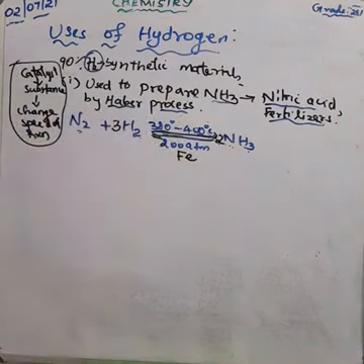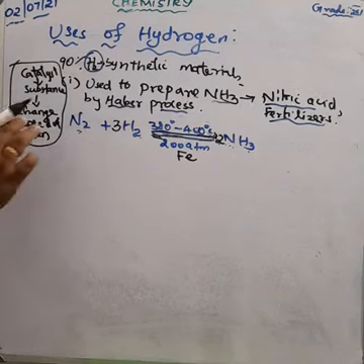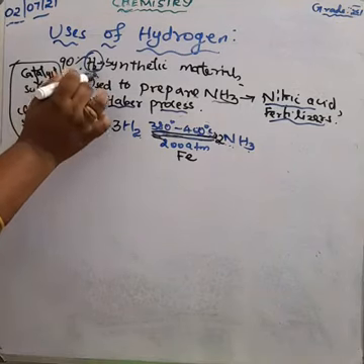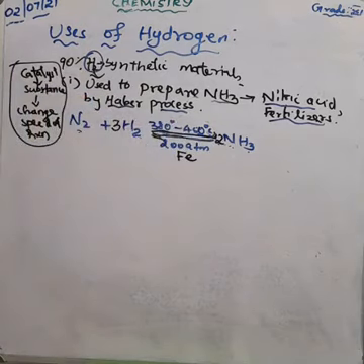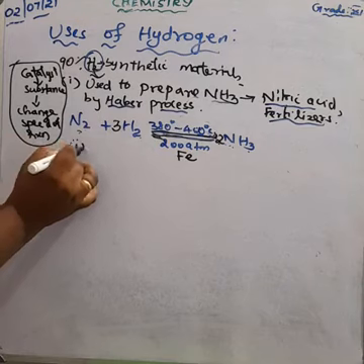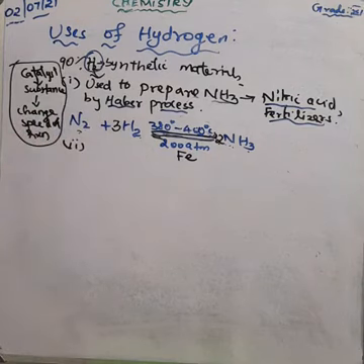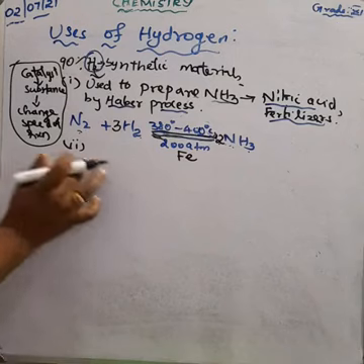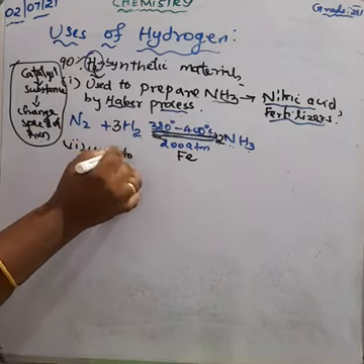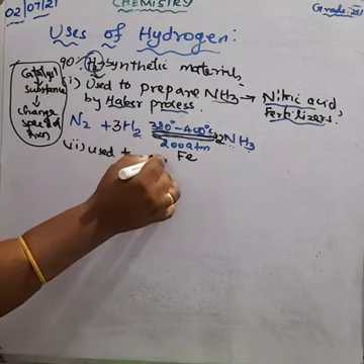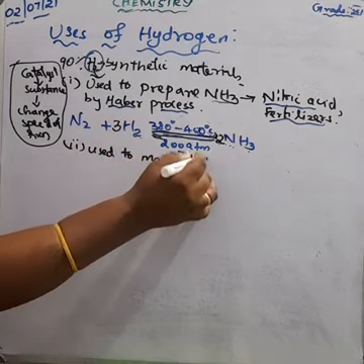So hydrogen is the main gas used to prepare ammonia by the Haber process. This is the first use. And what is the second use of hydrogen? It is used for the manufacture of solvents like methanol.